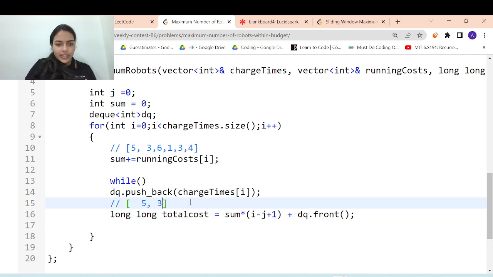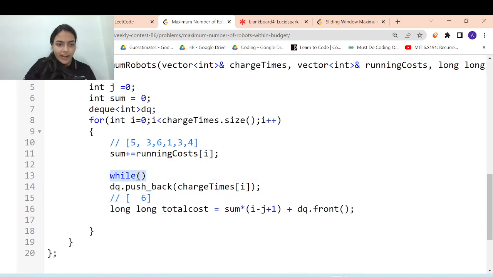You are going to push 3 at the back of the DQ. Now when you see 6, what will happen? 6 will come and dethrone both of the elements. So 6 will remove 3, 6 will remove 5, and 6 will sit in the DQ as the king of the DQ. Because if 6 is present, 5 and 3 can never be the answers. So this is what is happening here.